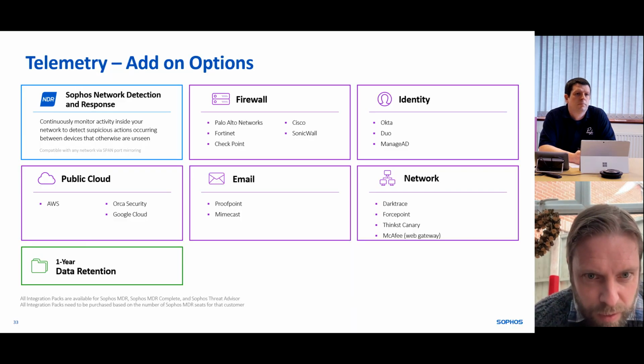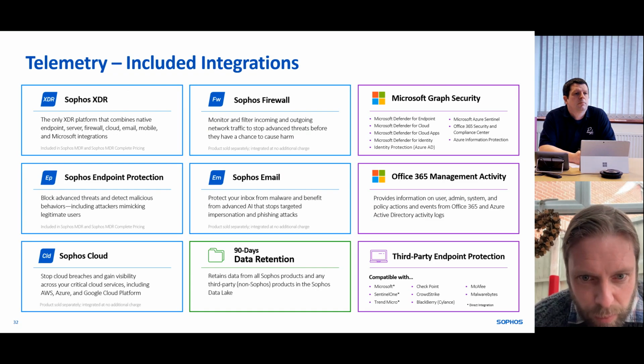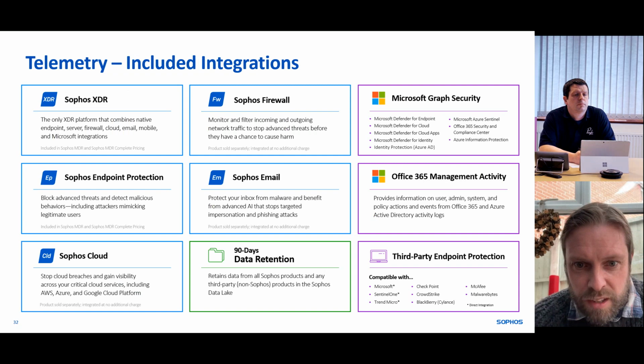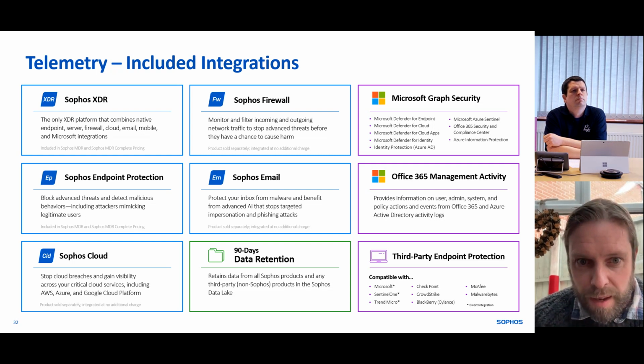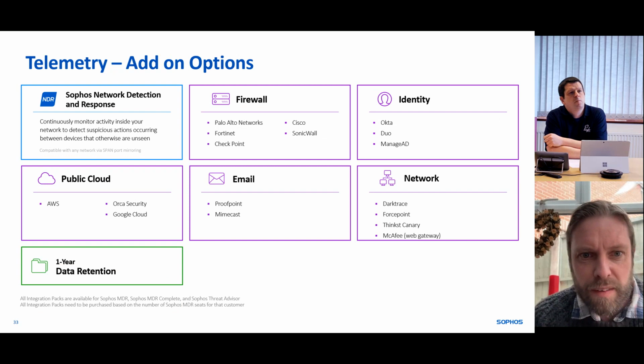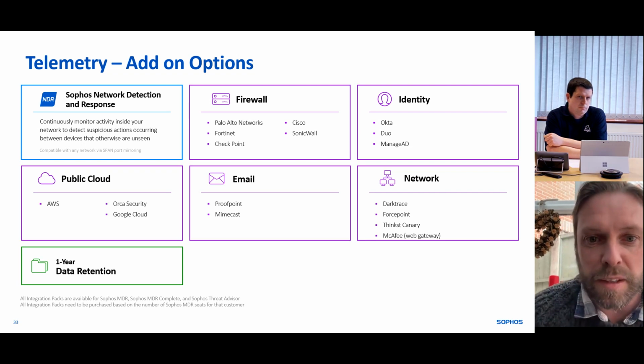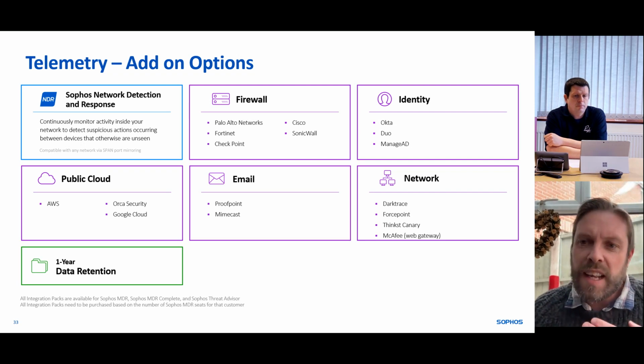In fact, if I just go back here a little bit, that will give you an idea. The endpoint side of things is just down there. So you've got people like Microsoft, SentinelOne, Trend, Checkpoint, CrowdStrike, BlackBerry Cylance, McAfee, Malwarebytes, as well as Microsoft, which is included up here. Then on the firewall side of things, you've got all these vendors here. Your identity providers, you can see there's quite an extensive list.